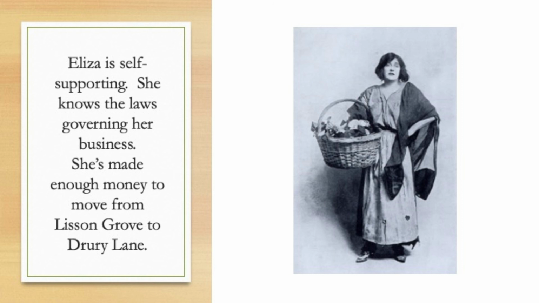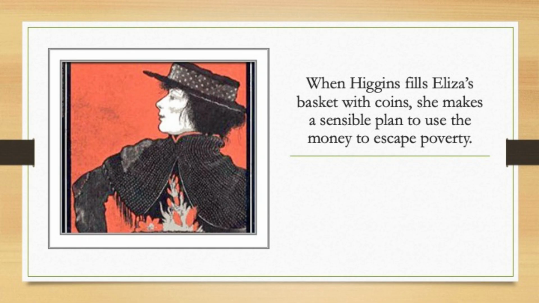Eliza's life experience confirms that she can form and express complex sentences. Although she's still in her teens, she's a self-supporting entrepreneur. She knows the laws governing her business: "I've a right to sell flowers if I stay off the curb." She can defend herself. And she's made enough money to move from Lisson Grove to Drury Lane. When Higgins fills Eliza's basket with coins, she makes a sensible plan to use the money. Henry hears all this, just as we in the audience do, but he can't break through his disdainful assumptions about her. She's barely human.